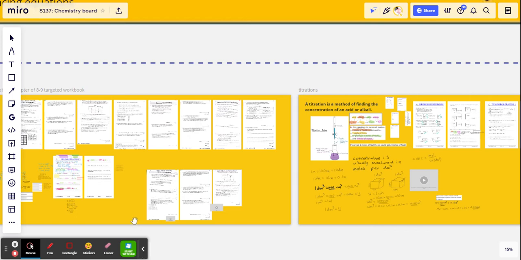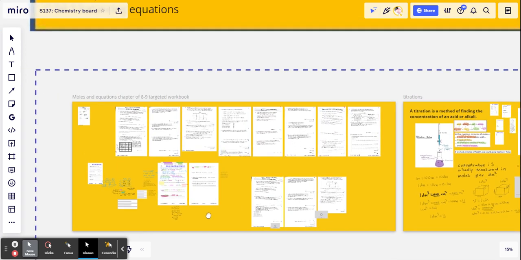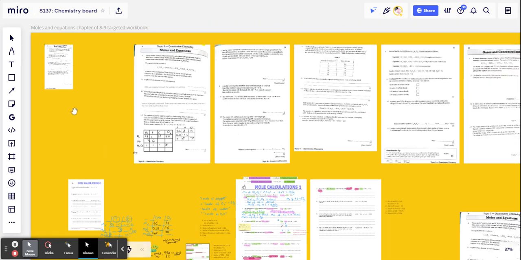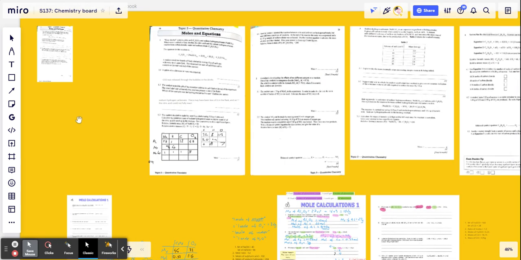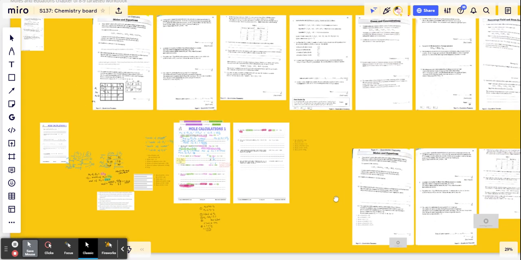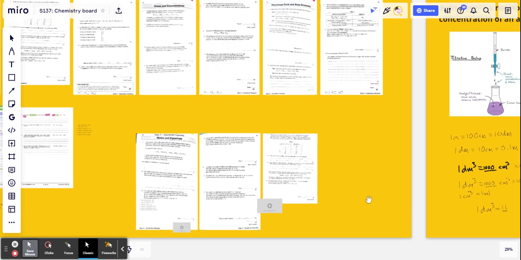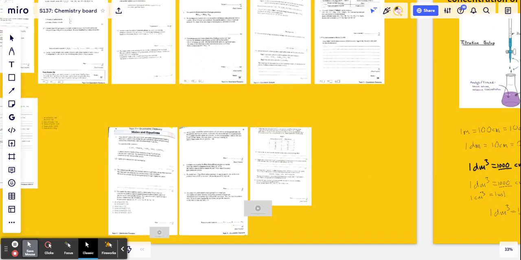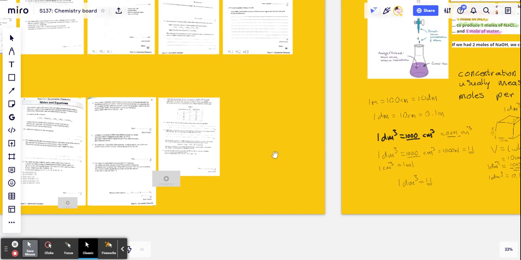Okay, so I thought what might make most sense is to look at some of the things that we've been doing on moles. So first of all, what is a mole? Well, a mole is just nothing more than a certain number of atoms or molecules. So a mole of carbon would be a certain number of carbon atoms, and that number is called Avogadro's number, and it's 6 times 10 to the power of 23 atoms.